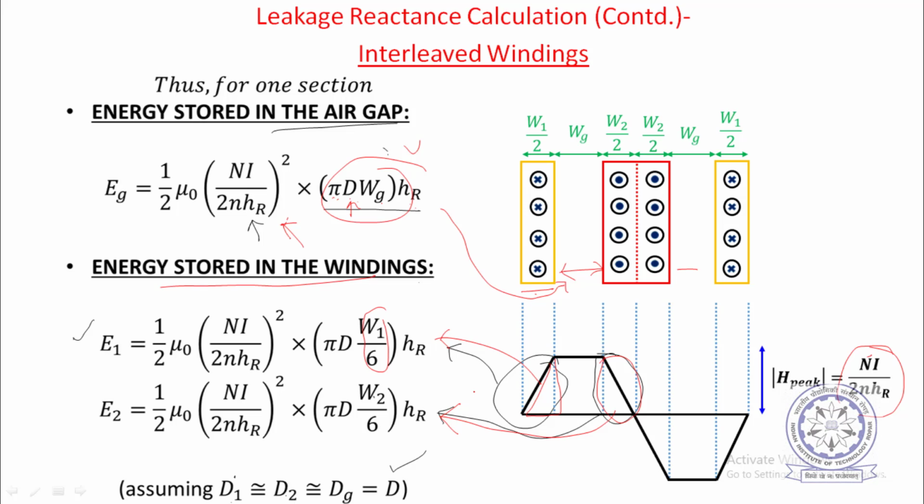Okay, so this is how the energy stored in the windings can be calculated. Now, how many such units are there? Until now, this corresponds to only a half cycle, right? So there are 2n such half cycles. And assuming this is reasonable, because all windings have exactly the same radial width, the same mean diameter is a reasonable assumption. So d1 is equal to d2 is equal to dg is equal to d. That is what is assumed here.